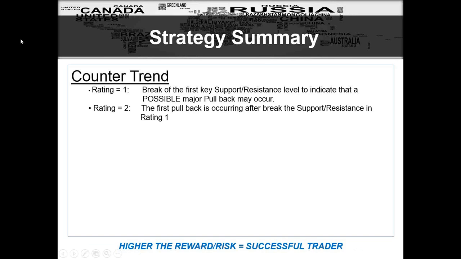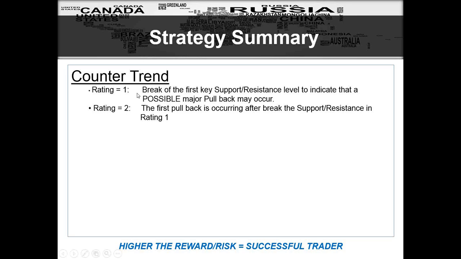Next, rating 2. It's rating 1, but after you break the support resistance, we're looking for the first major pullback. Some traders like to enter right away as soon as you break a support resistance. That's rating number 1. Rating number 2 is for the people that like to wait for a pullback after you break the support resistance. Any questions in regards to 1 or 2?